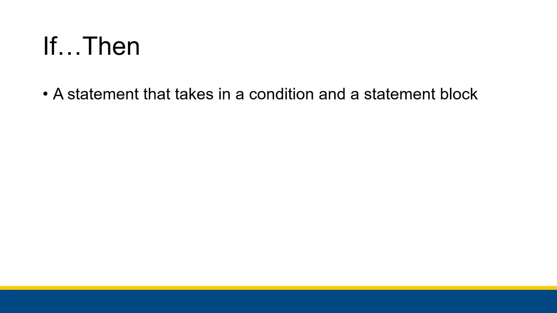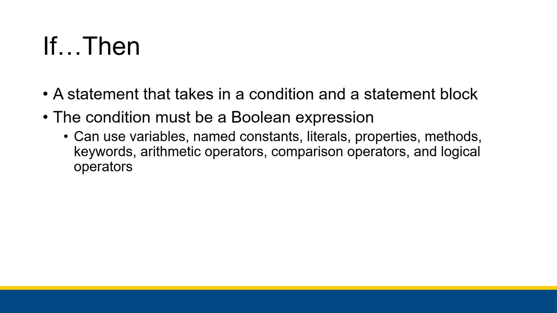Now, the way that Visual Basic has implemented a single alternative selection structure is using an If-Then statement, which is a statement that takes in a condition and a statement block, just like a single alternative selection structure, because it is one. The condition must be a Boolean expression. It must be an expression that in the end evaluates to either true or false.